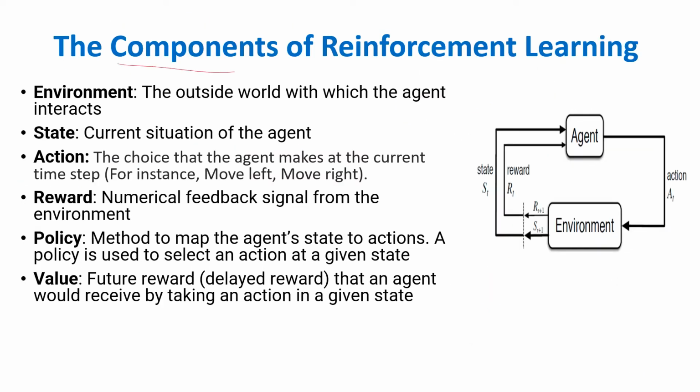We'll have a closer look at the components of reinforcement learning. So the first component is the environment. We already saw the girl who was having the stick in her hand. So any outside world in which the agent is interacting to achieve a particular goal, that is the environment. And the state.